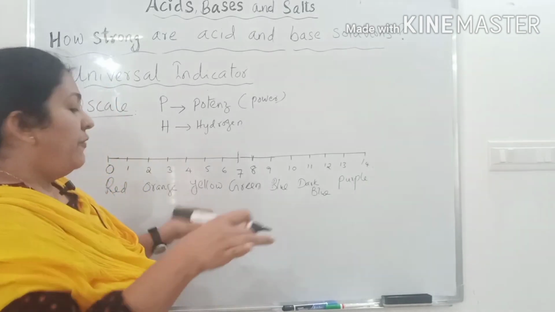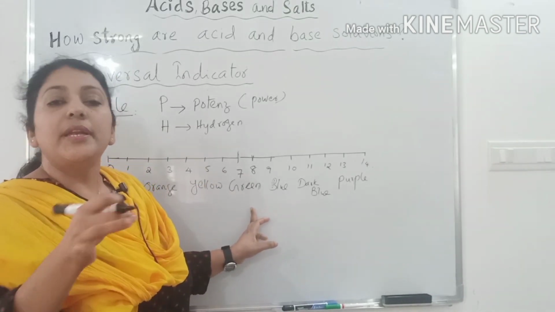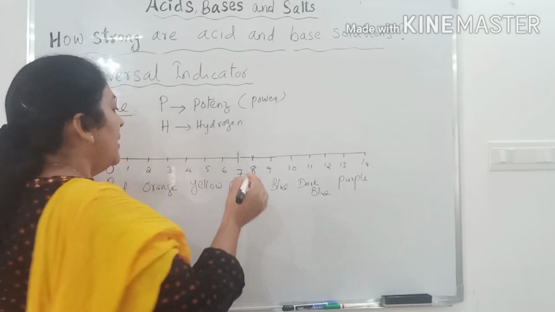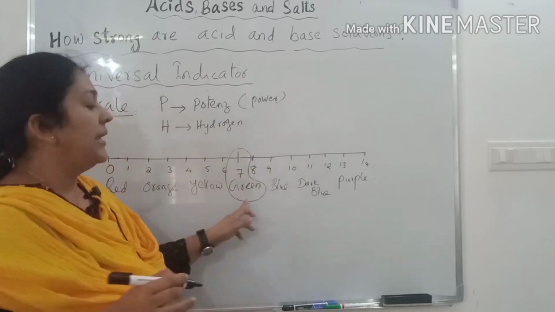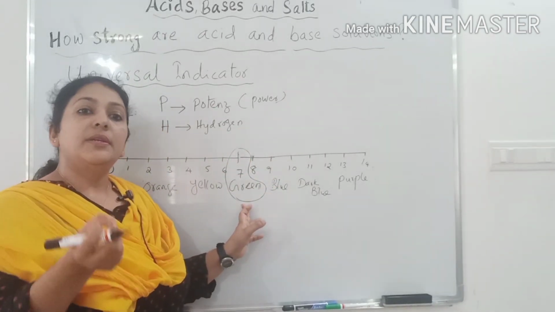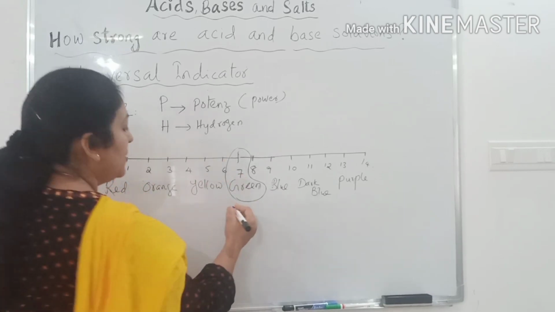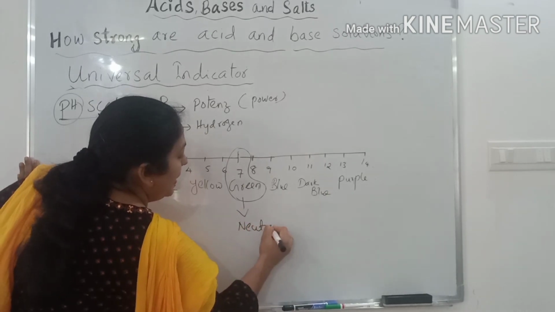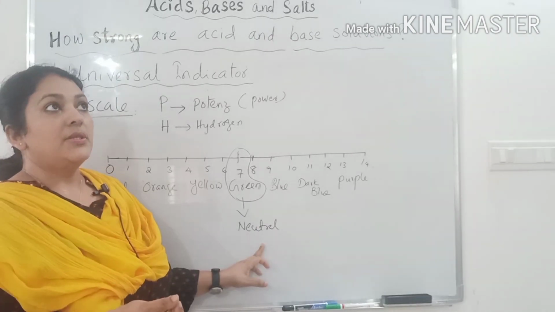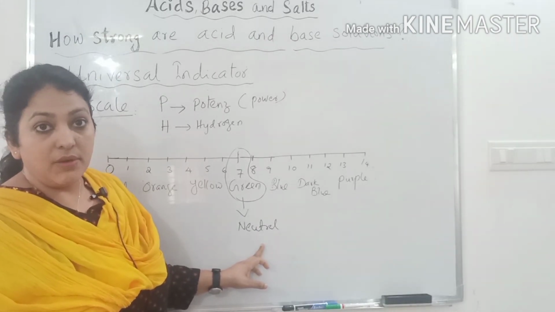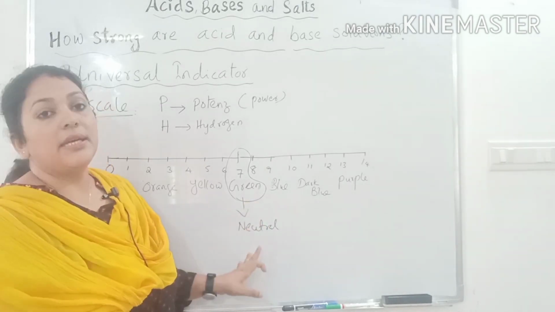Now, if you dip the universal indicator paper in a neutral solution like water, the number shown will be 7 and the color will be green. The strip will show green color and the number 7, which is neutral. So 7 indicates a neutral solution like water or a salt like sodium chloride solution, which will show only the value 7 and green color.